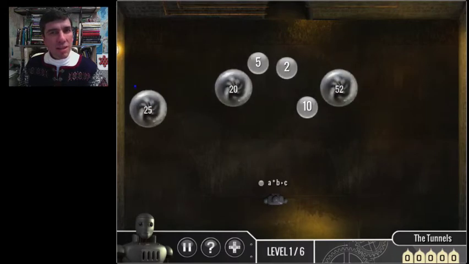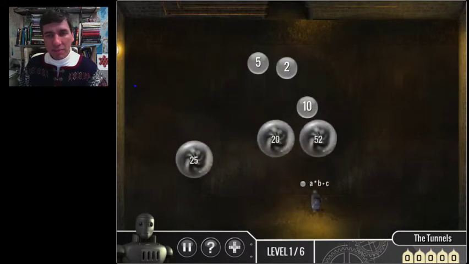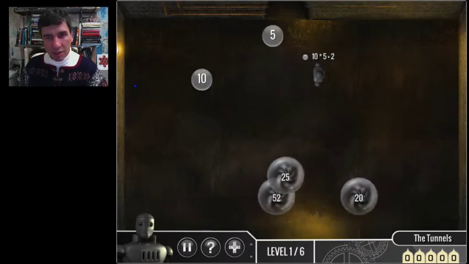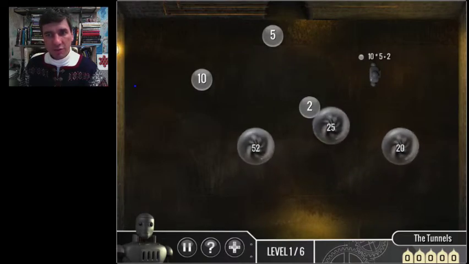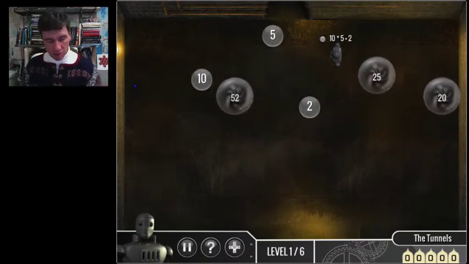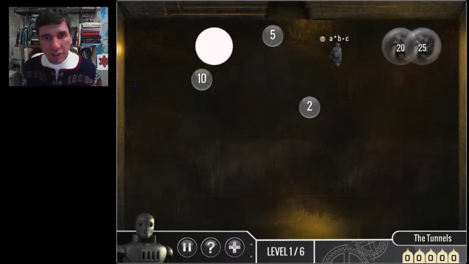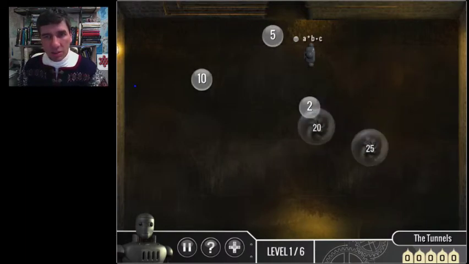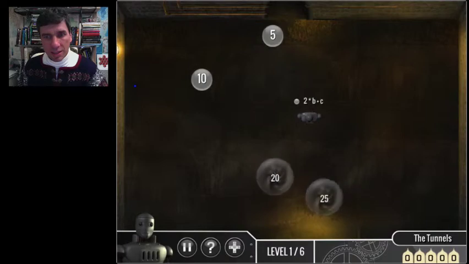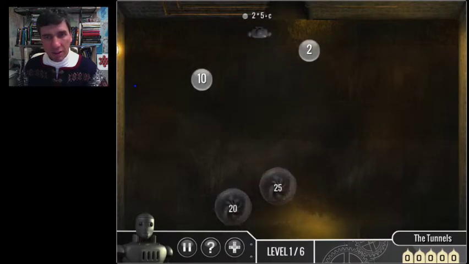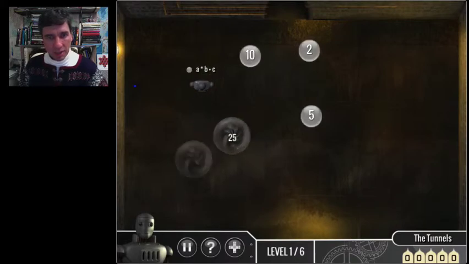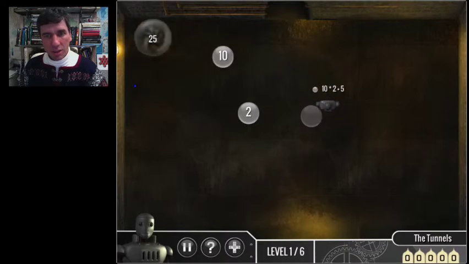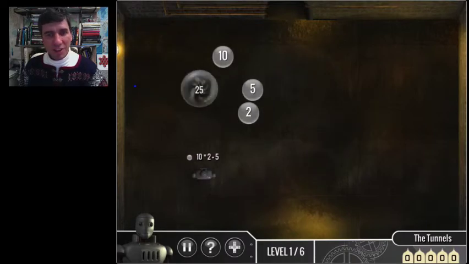I'm on level 1. Sam has the equation a times b plus c. So I have to scoot around. I'm going to pick up the 10, the 5, and the 2. That's 10 times 5 plus 2, that's 52. I'm going to use that to get rid of that 52. Got it. Now I want to get to 20. So I'm going to go 2 times 5, that's 10, plus 10 will get me to 20. Lastly, I want to get to 25. That's going to be 10 times 2 plus 5. I'm going to get to 25.